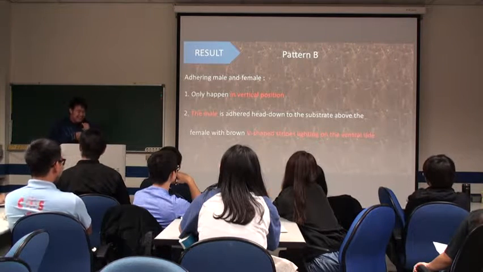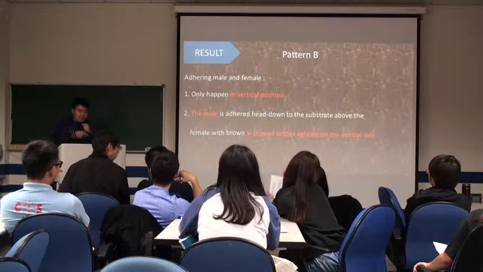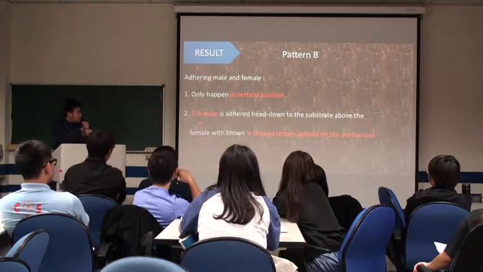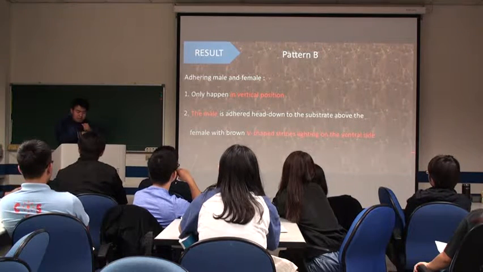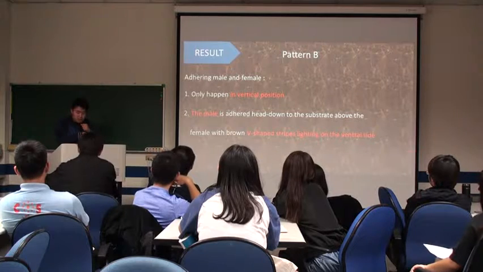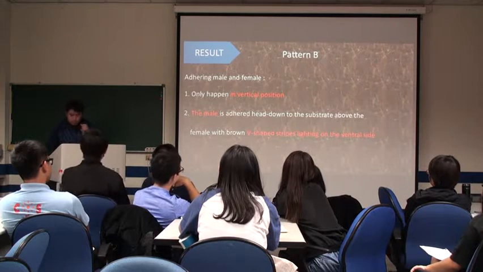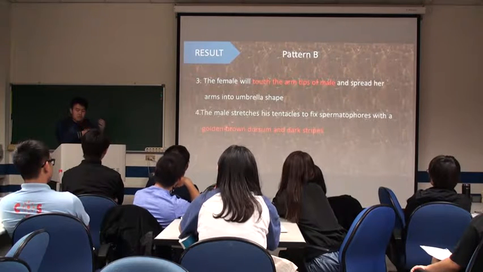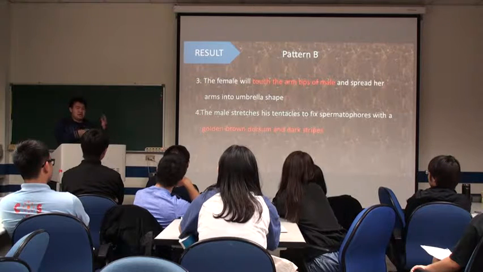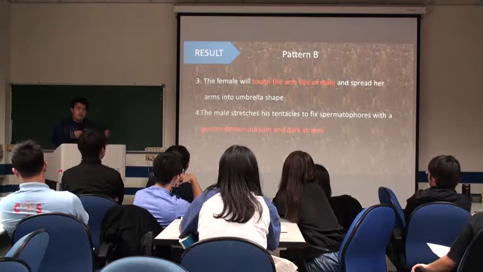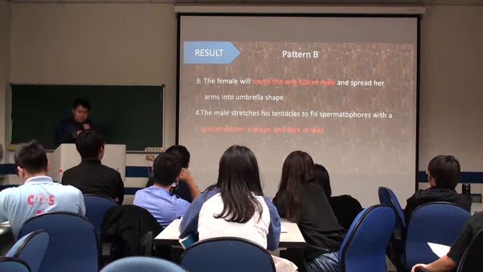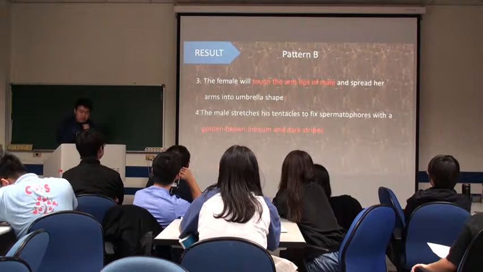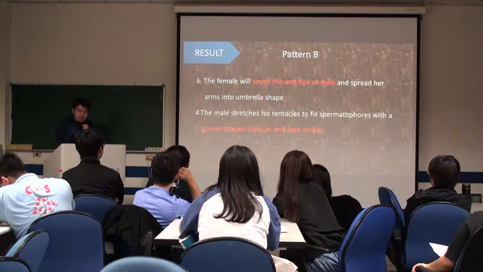Pattern B, adherent males and females. First, it only happens in vertical positions. The male is adhering head down to the substrate above the female, with brown V-shaped stripe lighting on the ventral side. Third, the female will touch the armpits of the male and spread her arms into an umbrella shape, in order to accept the male's spermatophores. And fourth, the male stretches his tentacle to fix spermatophores, just like what I said, with a golden brown dorsum and dark stripes.